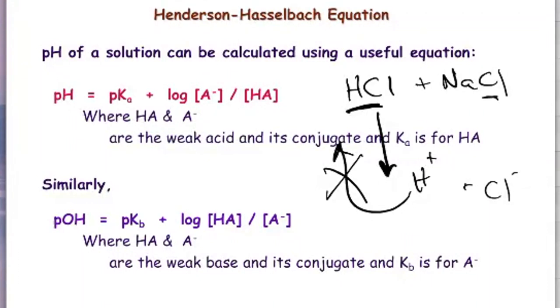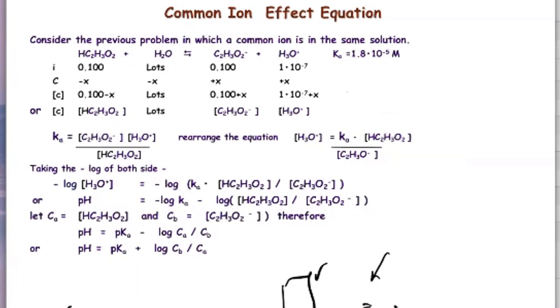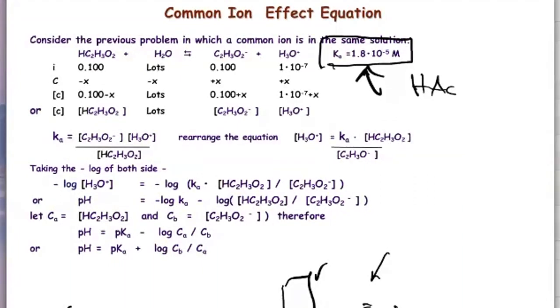And then let me go back a little bit, okay? The reason I want to go back is because you see this right here? That's the Ka of acetic acid. And when you take the negative log of that, you got 4.74, I believe.